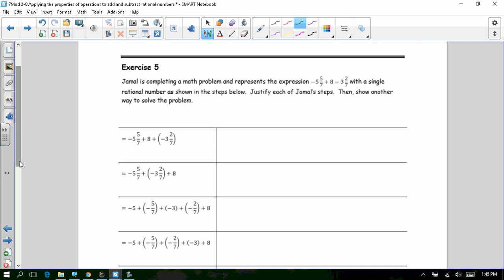Okay, so first thing I'm going to do, I'm just going to rewrite the original problem down here. Okay, so -5 and 5/7 plus 8 minus 3 and 2/7. Now what I want to do is compare each level. All right, what happened? Well, he didn't do anything here. He didn't do anything here, but there is a slight change here, right? He changed that subtraction into adding the opposite.